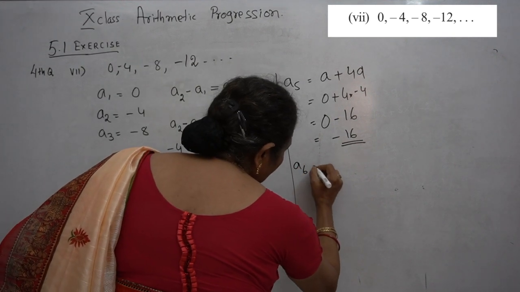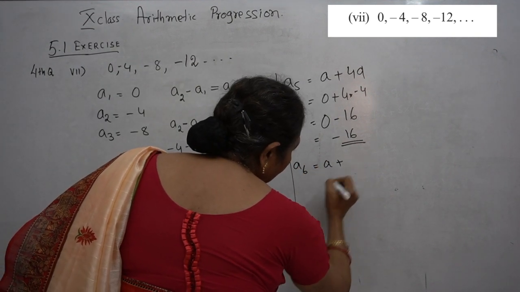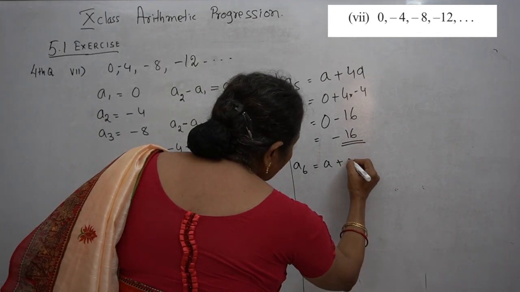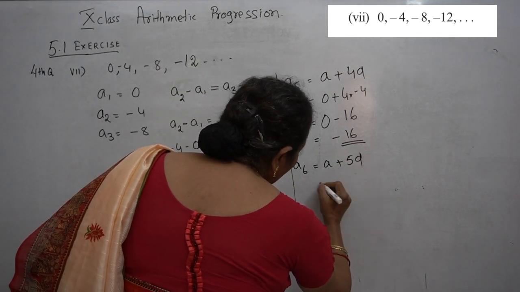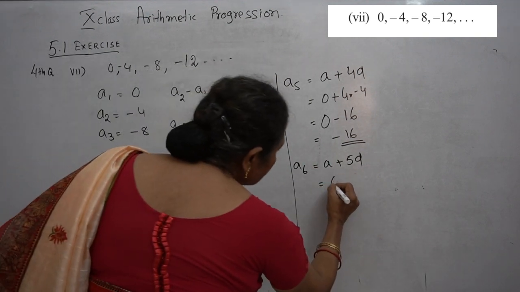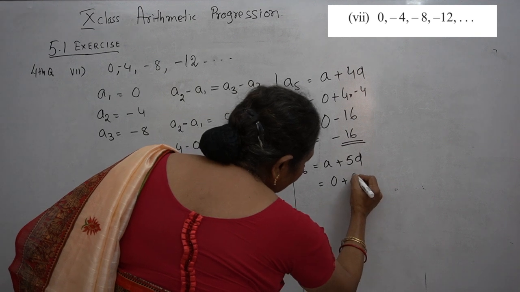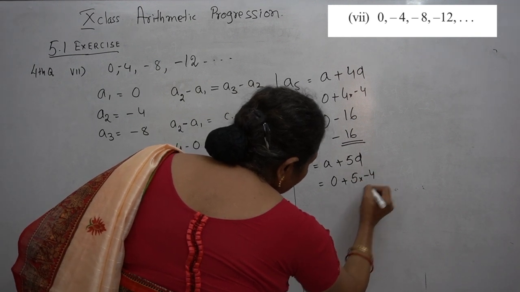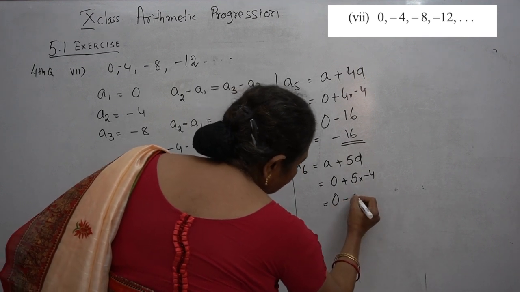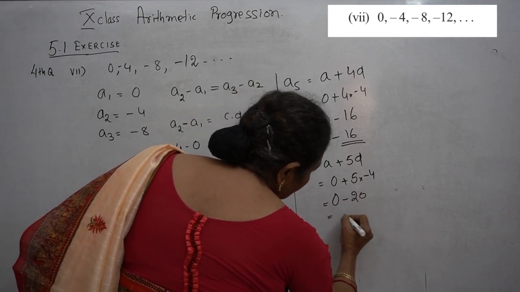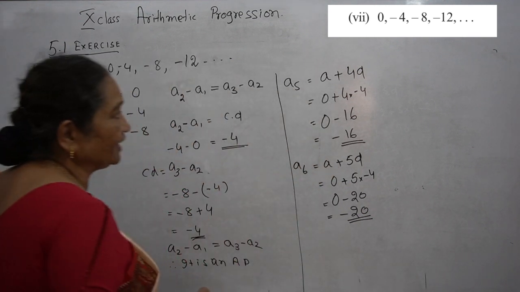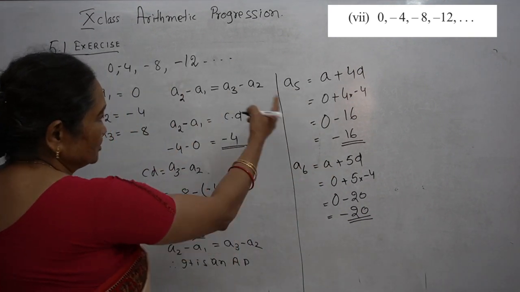Then sixth term A6. A6 equals A plus 6 minus 1, that is 5D. Now A is 0. 0 plus 5 into D, which is -4. That equals 0, plus into minus is -20. That equals -20. Okay, this is our sixth term. Now the next term has come.